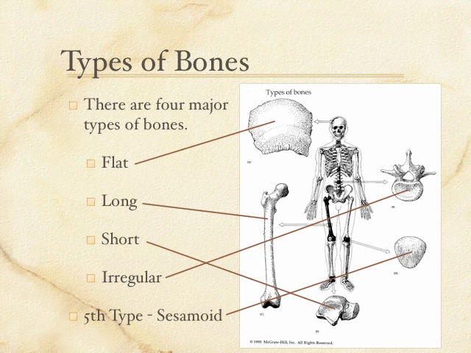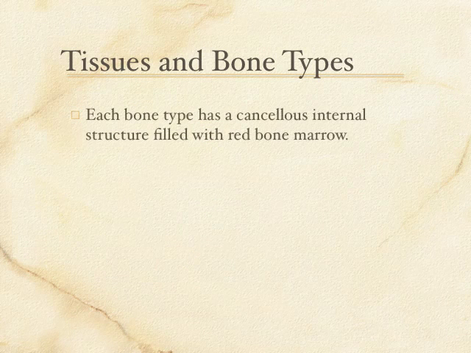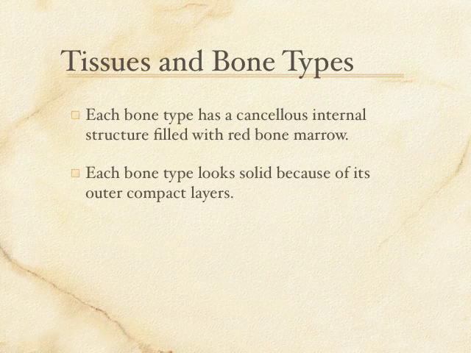So, now that we've identified these 5 different types, the 4 major types and the extra one, let's talk about how these bones are constructed. And for the most part, we've already described that. Okay? Each and every one of these bone types is supported internally by cancellous bone. Okay? If you cut open any one of these basic types of bone, you're going to find cancellous bone with red bone marrow. Now, there is one exception to this.